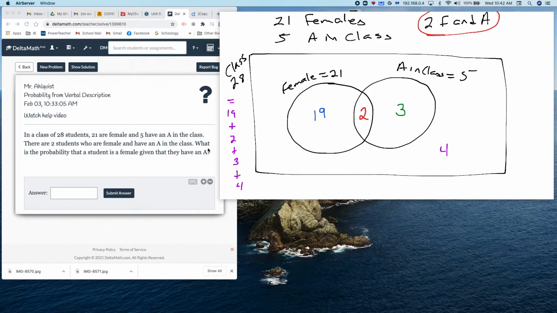So if I was going to answer this question: what is the probability that a student is a female given that they have an A in class?